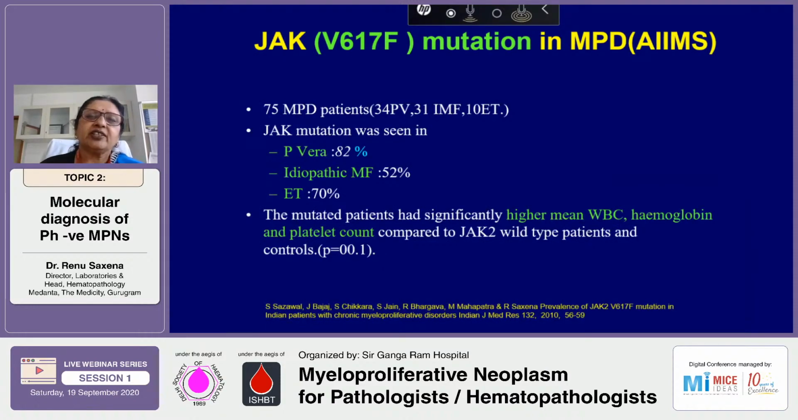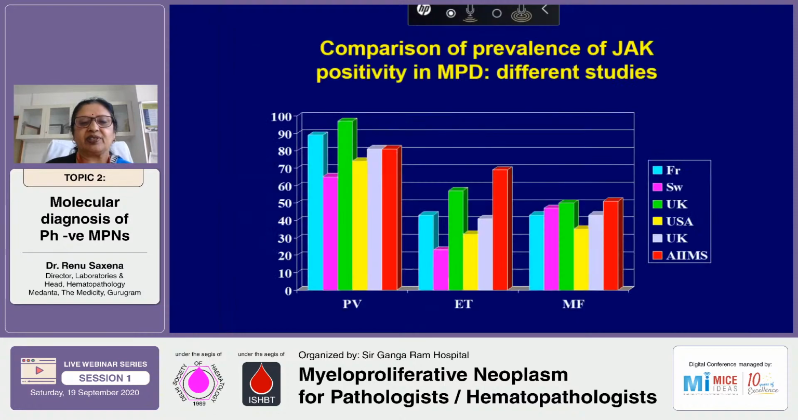So we looked at JAK2 mutations in our own population at AIIMS. We did a study of about 75 MPD patients, and in PV, we found as much as 82% had JAK2 mutation. In idiopathic primary myelofibrosis, we had about 52% positivity. In ET, we had a positivity of 70%. Moreover, we found patients who had these mutations had a significantly higher mean WBC, higher hemoglobin, and higher platelet count compared to those who were wild type for JAK2.